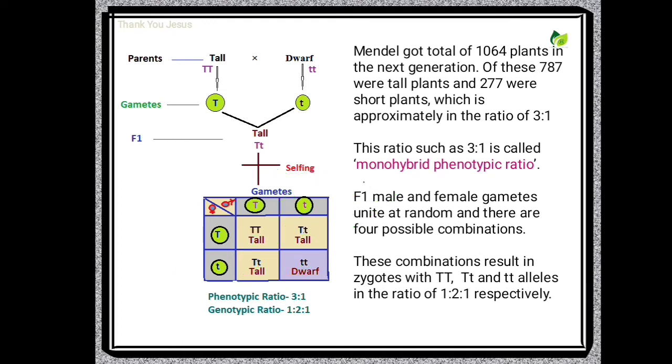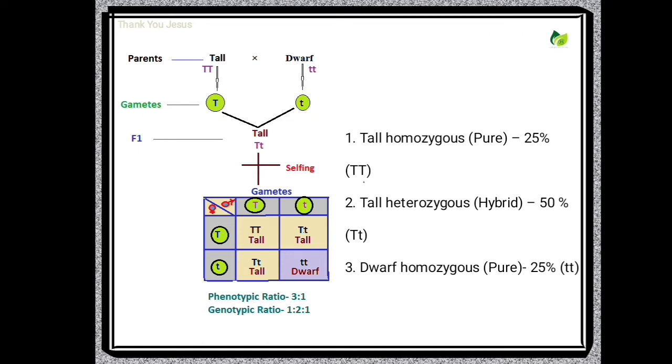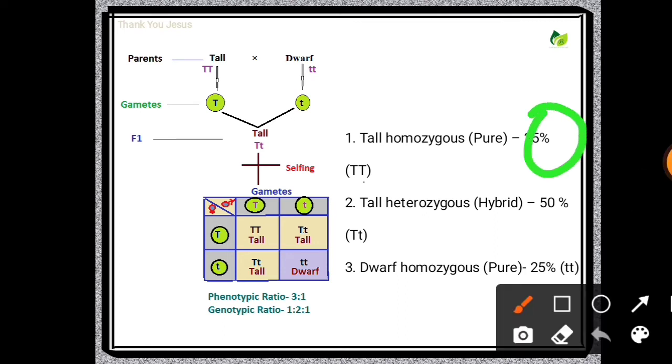Alleles, they are formed in the ratio of 1:2:1 respectively. Depending upon the genotype, there are 3 types of plants. Tall homozygous pure, obtained in the ratio of 25% plants are tall homozygous pure. 50% of plants are heterozygous tall, nothing but hybrid.